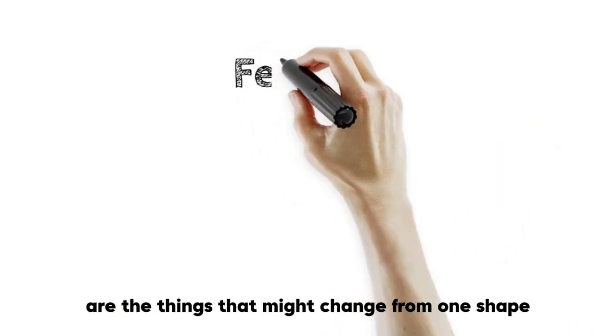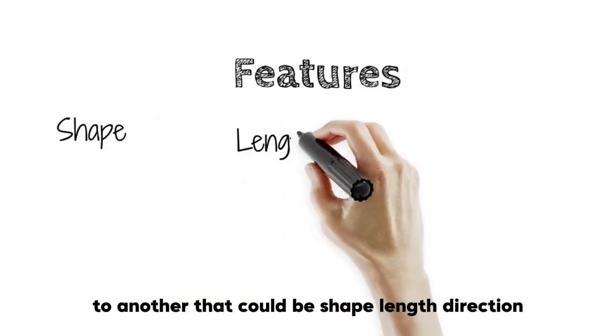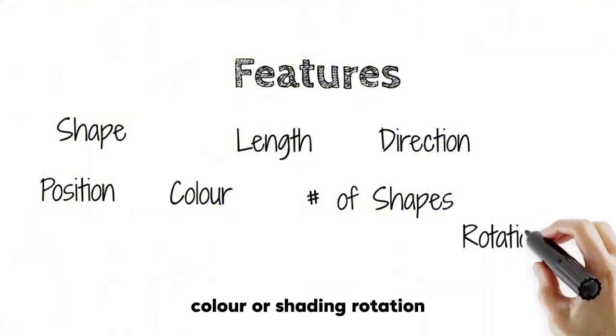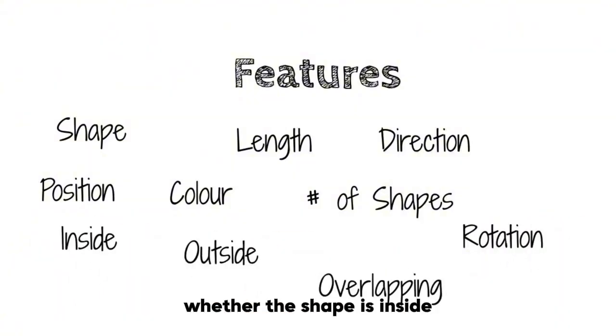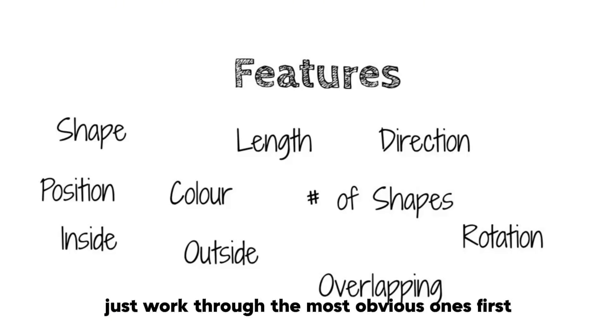Features are the things that might change from one shape to another. That could be shape, length, direction, number of shapes, position, color or shading, rotation, whether the shape is inside, outside, or overlapping another shape. That's a lot of possibilities, but don't worry. You don't need to check them all every time. Just work through the most obvious ones first.